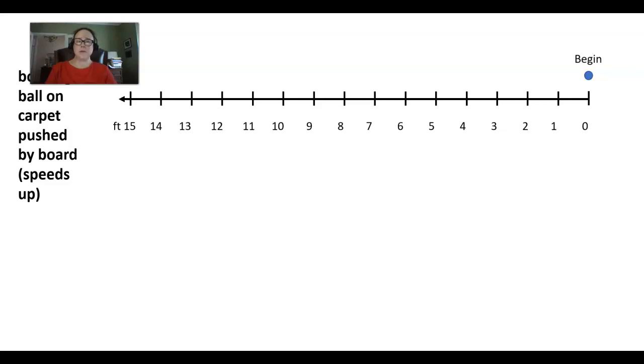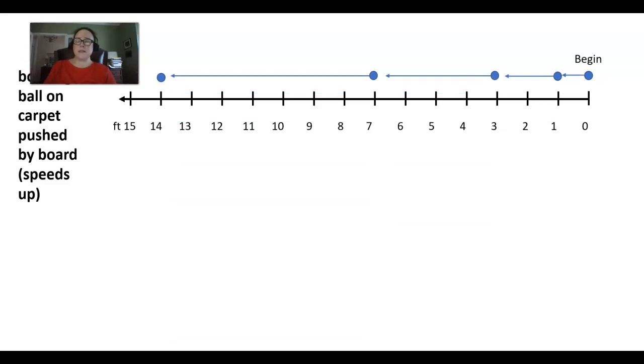And when he first starts to push it, because at the beginning it was not moving, it doesn't go very far in the first second, but in the next second it went further, and then in the next second it went even further, and then a lot further in the last second. So it is speeding up. As each successive second passes, the ball is moving further and further.